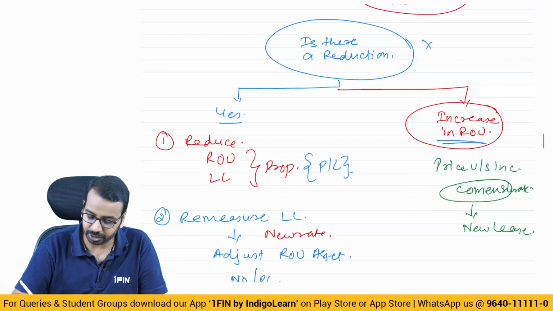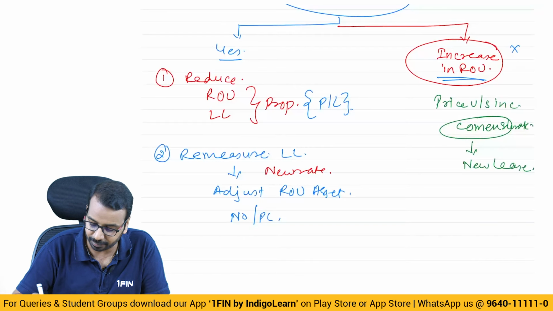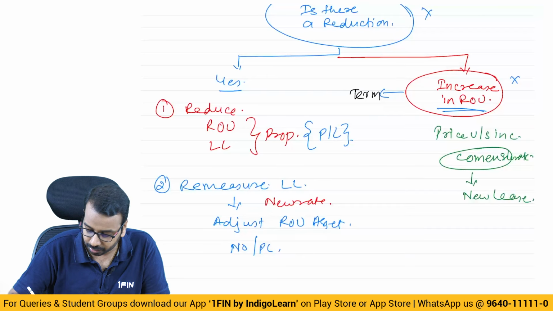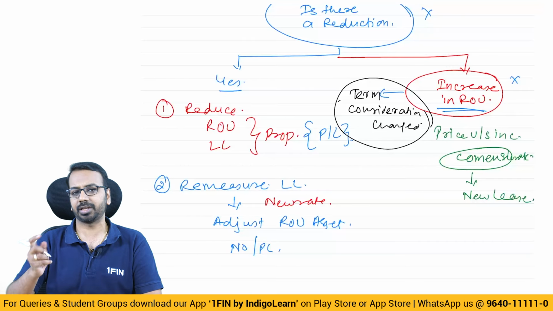Now there is no reduction, there is no increase in right of use asset. Then what is the possibility? There is a possibility that there is an increase in term. The term has increased or the consideration has changed. Consideration has changed. Okay. Or any other modification has happened.